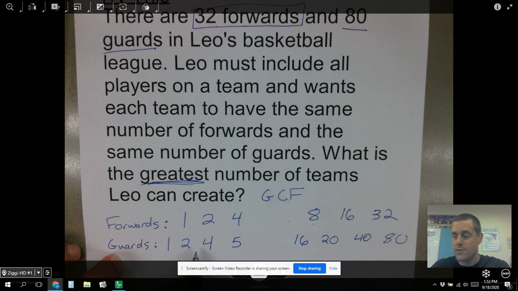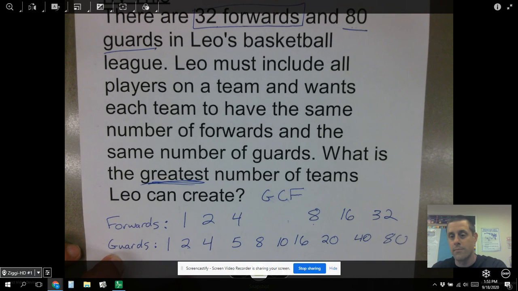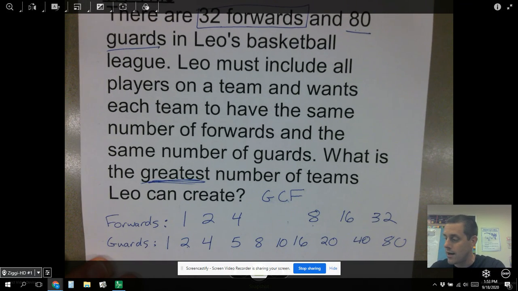2 is true, but 3 was not. That means 6 cannot be true. 7 will not go into 80, and then 8 does go into 80. It goes in 10 times. 9's not an option, and 10's my repeat. So there are all my factors of 80.